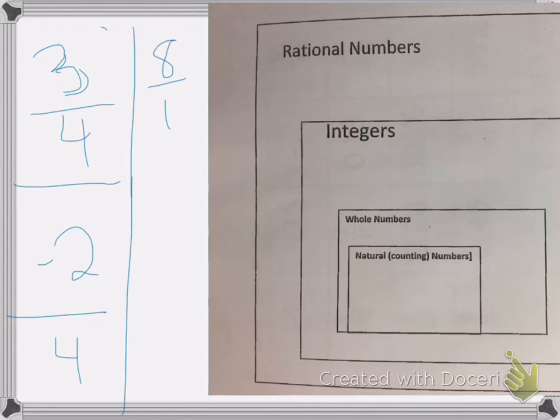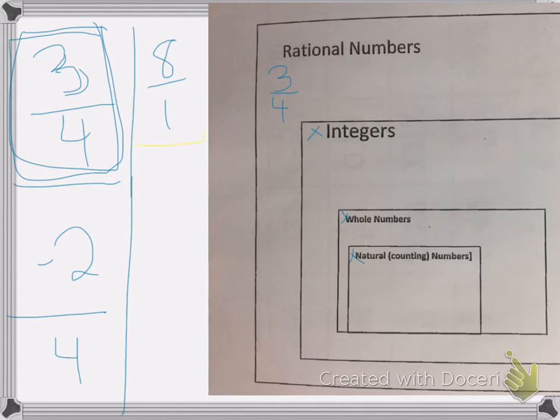Well, let's start with 3/4. Is 3/4 a natural number? Is it one of those counting numbers? 1, 2, 3, 4. No, it's not. So we're out on that. Is it a whole number? Is it 0, 1, 2, 3, or 4? Nope, we're out on that. Is it an integer? Is it a negative whole number? Nope, we're out on that because it's part of a number, right? It's written as a fraction. So it is a rational number. Make sense?